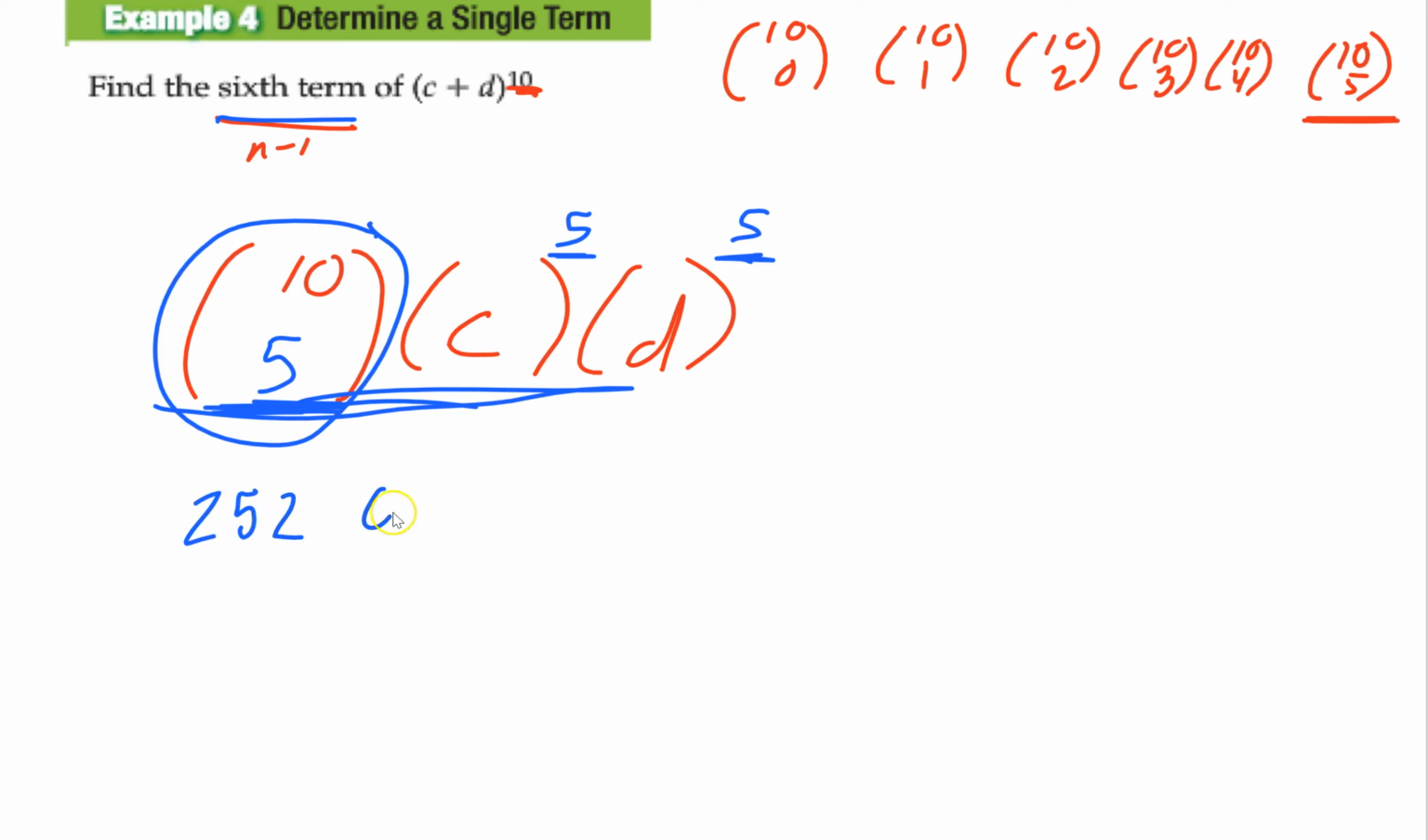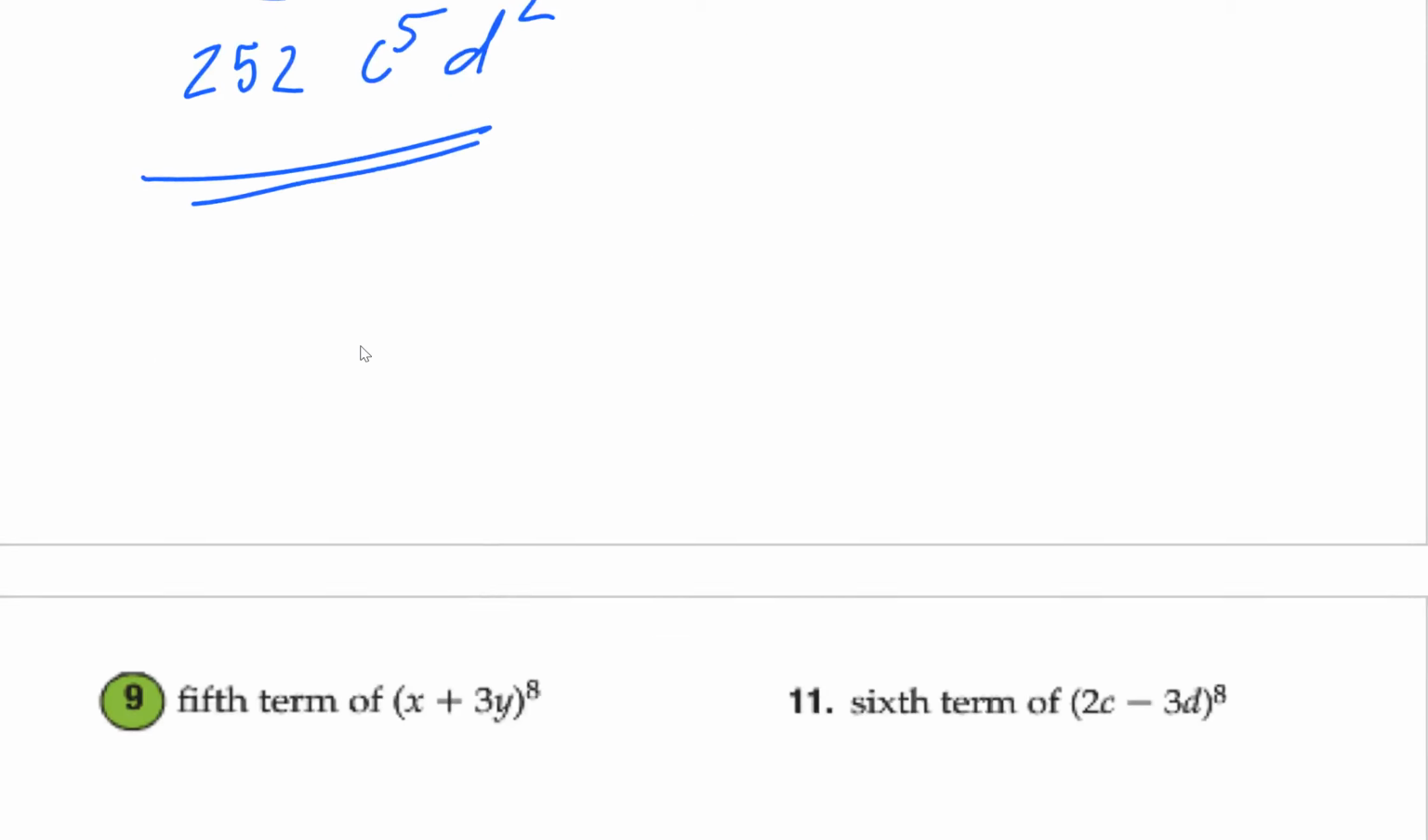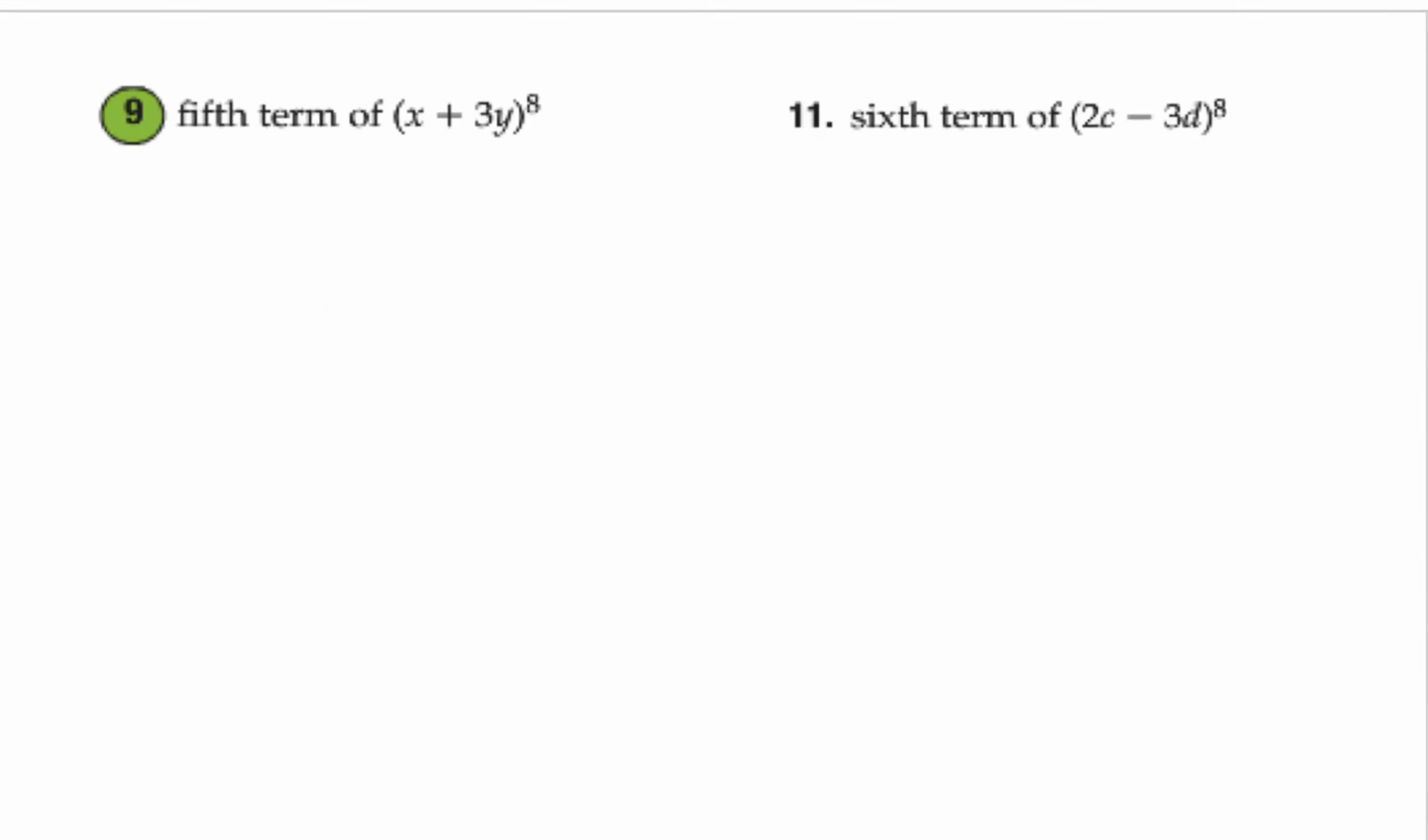C to the 5th is just C to the 5th. D squared is just D squared. And there we go. We found the sixth term. That's simple. That's something that's more like what I'm going to ask you on the quiz and test. So let's do a couple more. Make sure we got this.